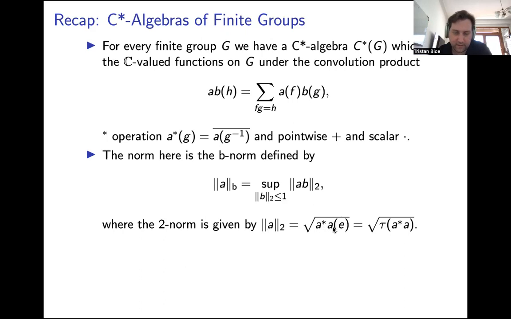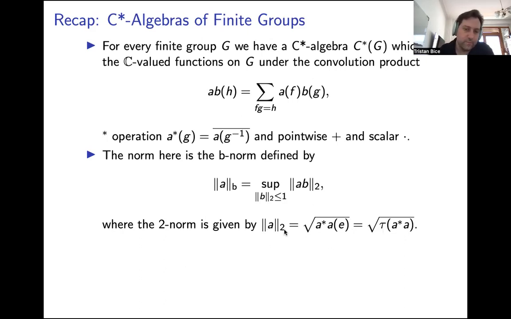A star A of e is always going to be positive. So the square root is always going to be another positive number. It really is a well-defined norm. And indeed, by looking at the value of any function just at e, this gives you a nice trace. So that's why we're denoting it by tau here as well.